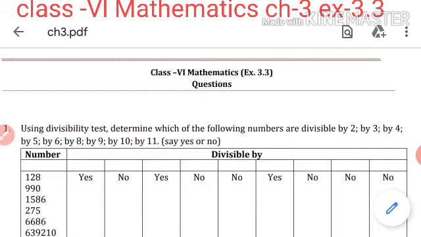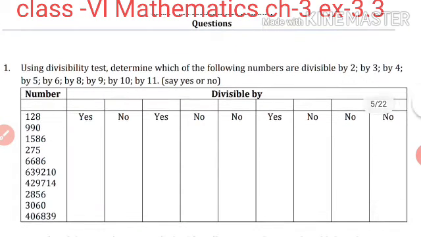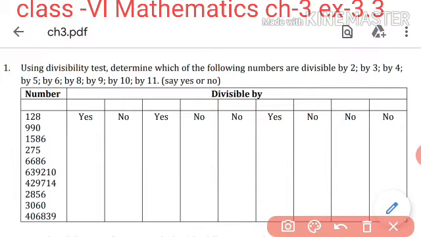Now, question number 1. Using divisibility test, determine which of the following numbers are divisible by 2, 3, 4, 5, 6, 8, 9, 10 and 11. So, what numbers are given? 2, 3, 4, 5, 6, 8, 9, 10 and 11. Now you have to check whether these numbers are divisible by these numbers or not.